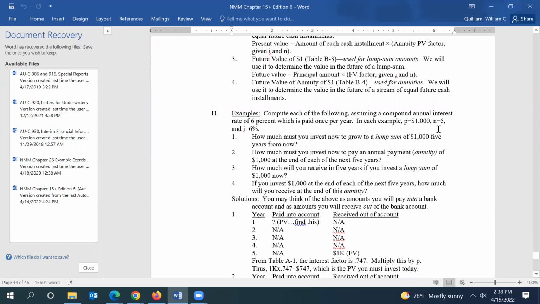So here in H, in our examples, first of all, calculate each of the following, assuming a compound annual interest rate of 6%, which is paid once per year. And in each example, the principal, P, is $1,000 and the number of periods is going to be 5. So 5 years. We'll always deal with years in this class. And interest rate, of course, we were just given, is 6%. So here in number 1, how much must you invest now to grow to a lump sum of $1,000 5 years from now?